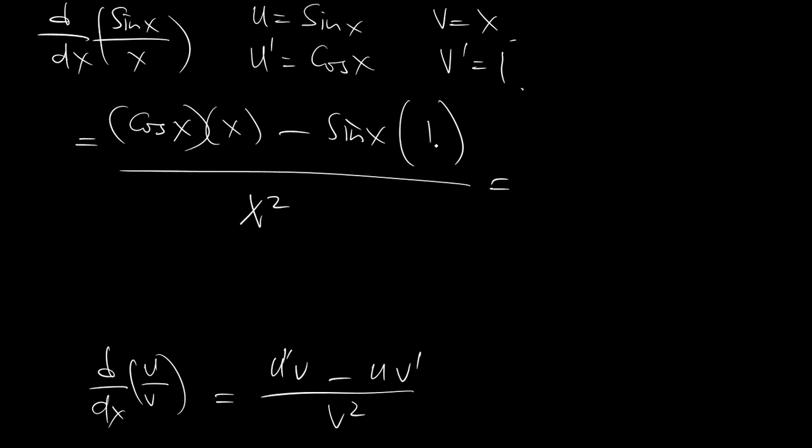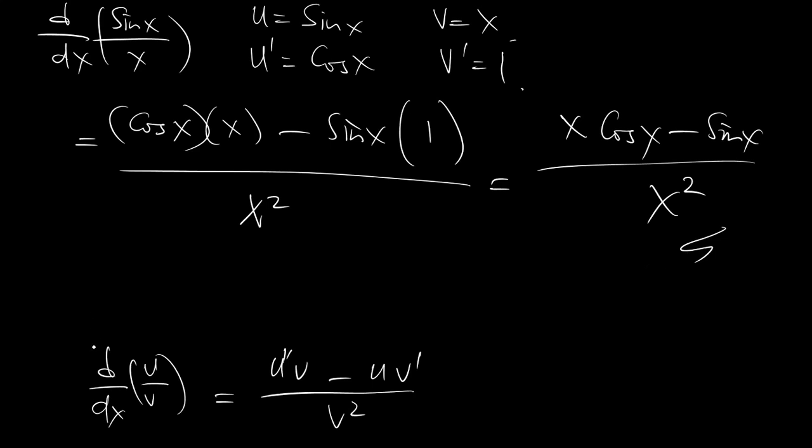So this will now give us x cos x minus sine x divided by x squared. So this is the final answer to that particular problem. Now let's look at another question. We have the derivative of tan x with respect to x.